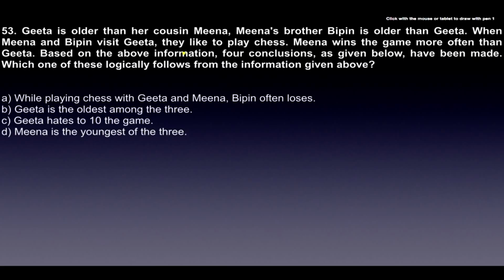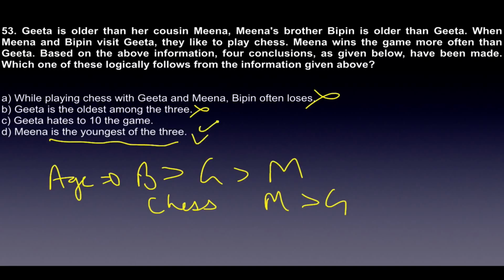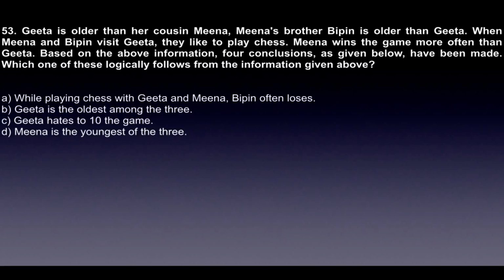Now Geeta is older than her cousin Meena. Okay, so Geeta is older than Meena and Bipin is older than Geeta. So this is age wise. Now when Meena and Bipin visit Geeta, they like to play chess. Meena wins more games than Geeta. So while playing chess with Geeta and Meena, Bipin often loses. So this is absolutely wrong. Bipin is not mentioned. Geeta is oldest among the 3. Wrong. Meena is the youngest of the 3. Answer is correct. So answer is D.